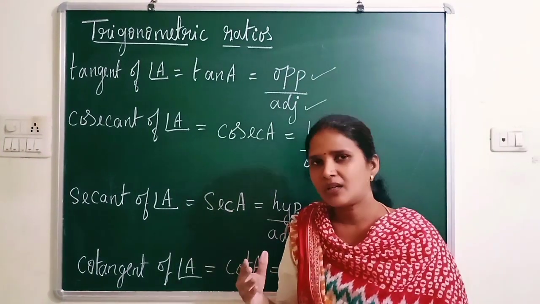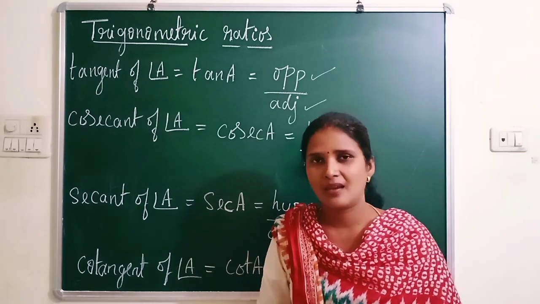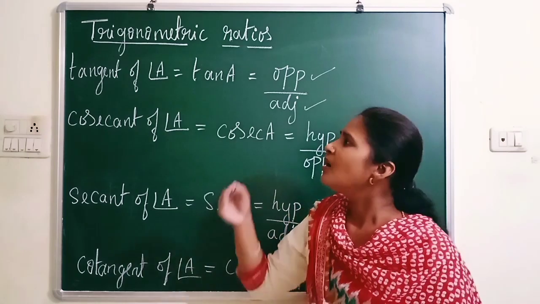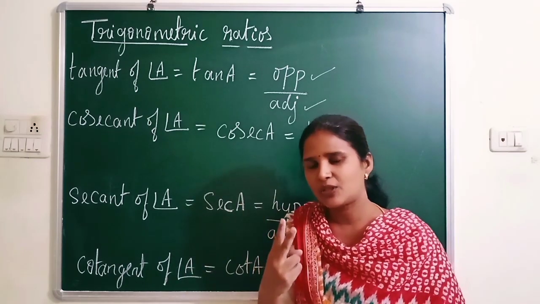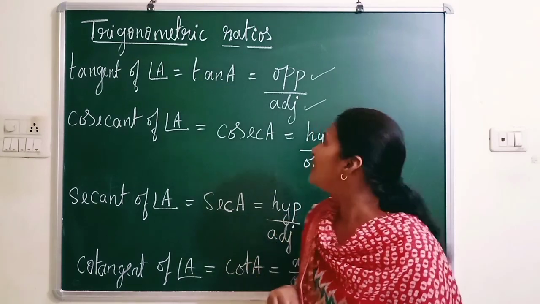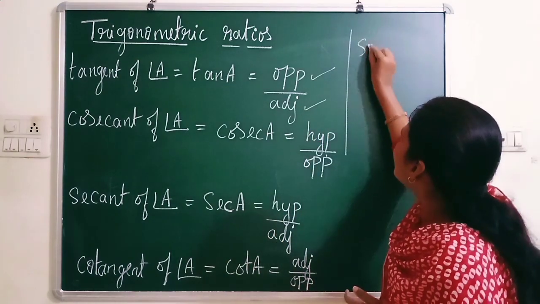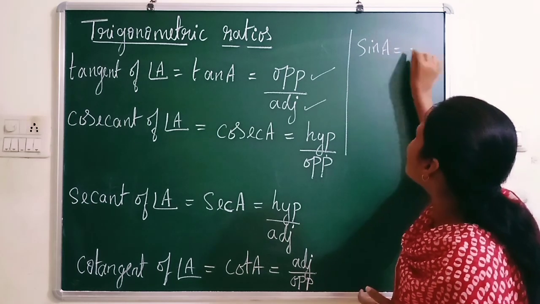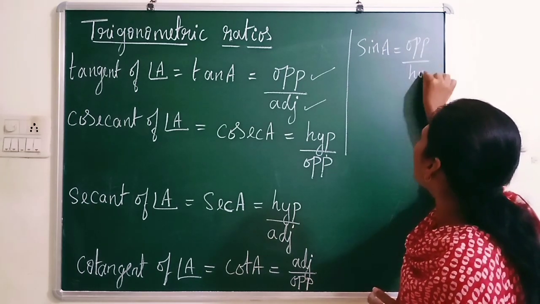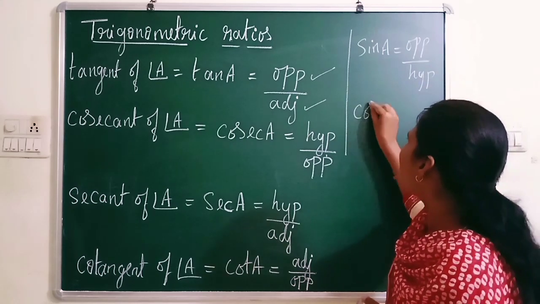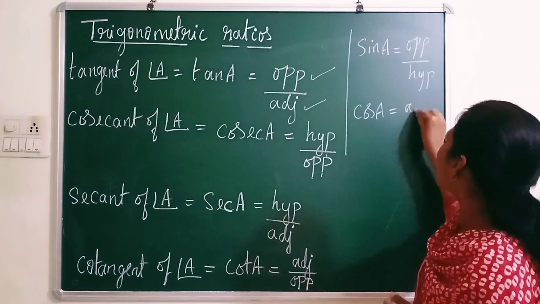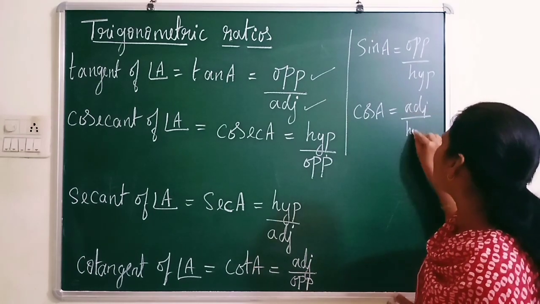The first trigonometric ratio I explained, sine A, is nothing but opposite by hypotenuse. Cos A, the second trigonometric ratio I explained, that is cosine, can be written as cos. Let me write here: the first trigonometric ratio I explained is sine A, that is opposite by hypotenuse. The second trigonometric ratio is cos A, that is cosine A, adjacent by hypotenuse.